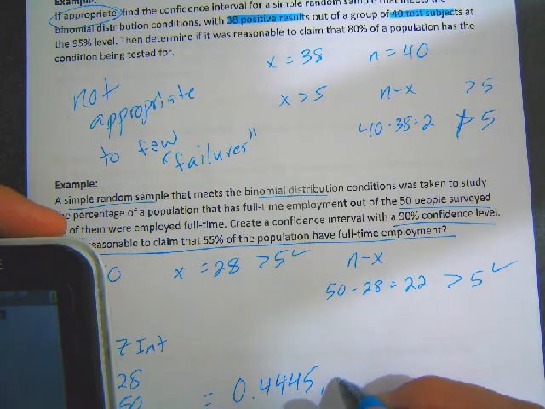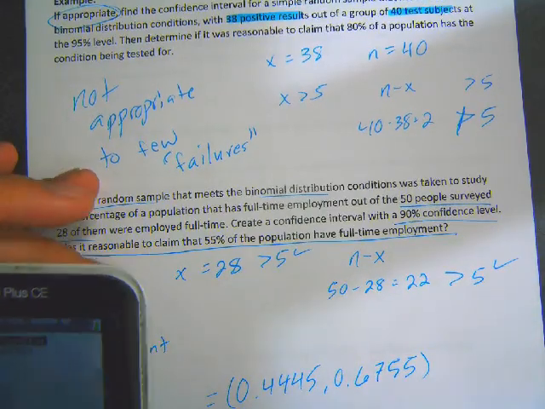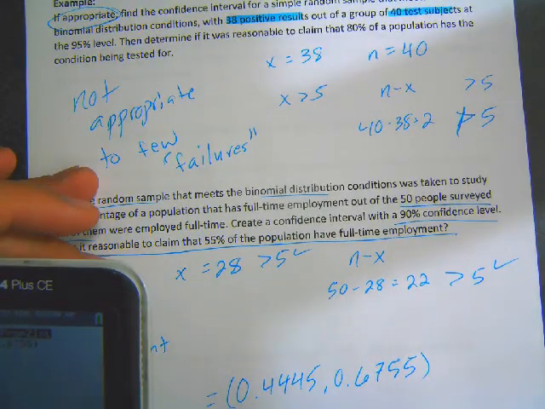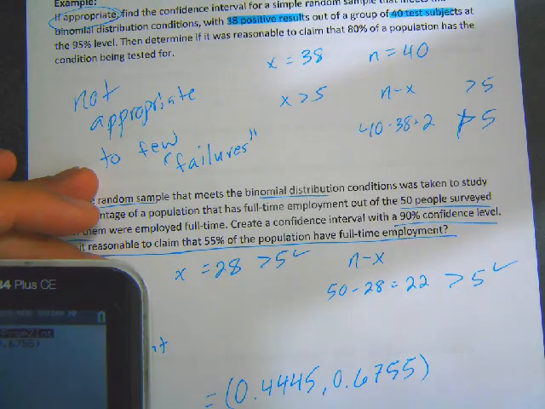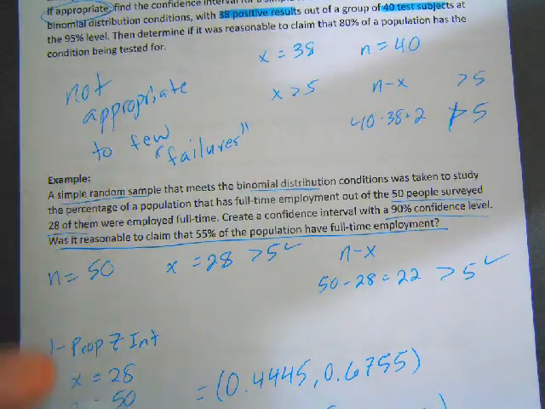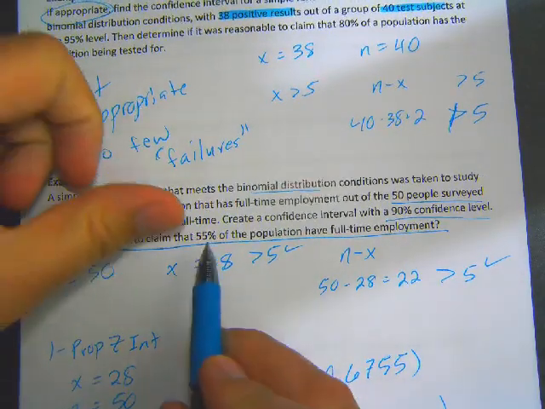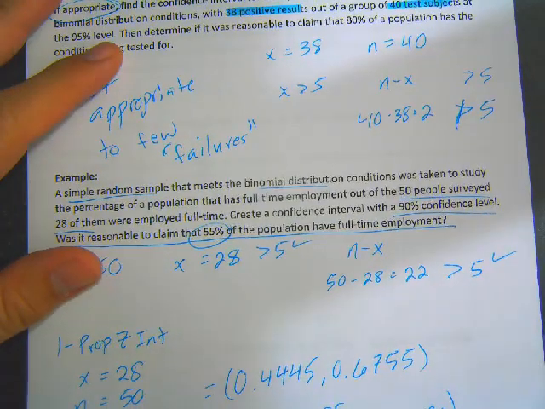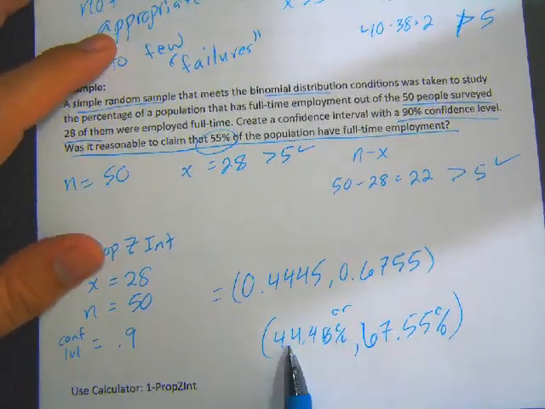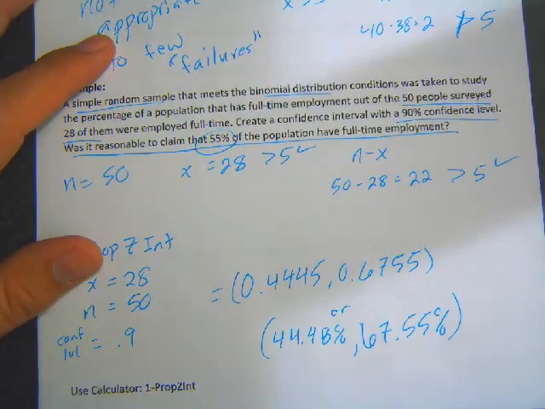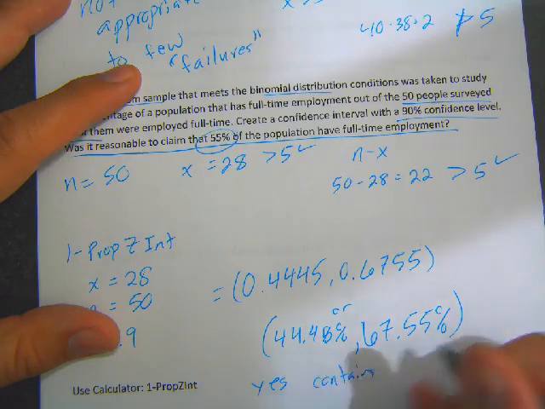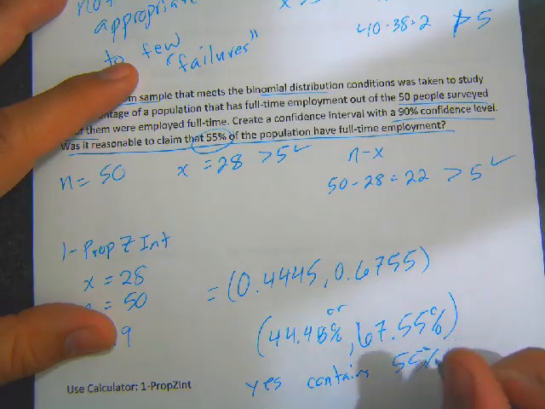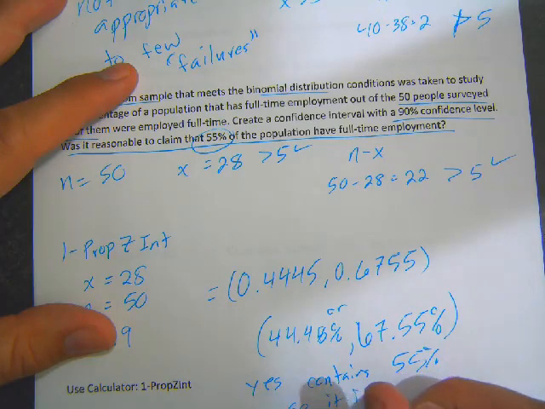0.4445 to 0.6755, or 44.45% to 67.55%. I wanted to turn it into percent because notice the value they give us is in percent, right? They're looking at 55%. Is 55% valid? Well, if I look at my interval from 44 to 67%, yeah, 55% is in there. So yes, it contains 55%, so it is reasonable.